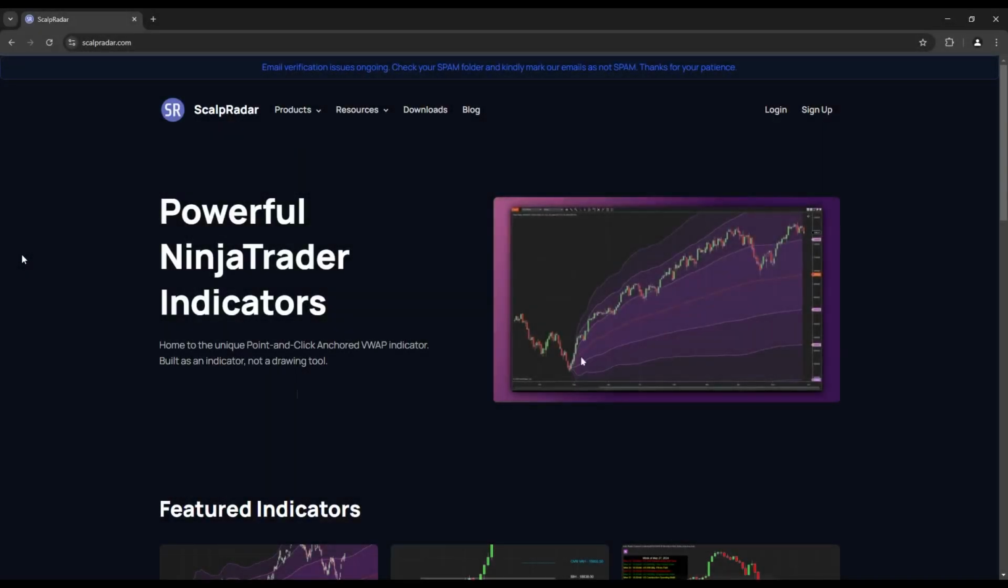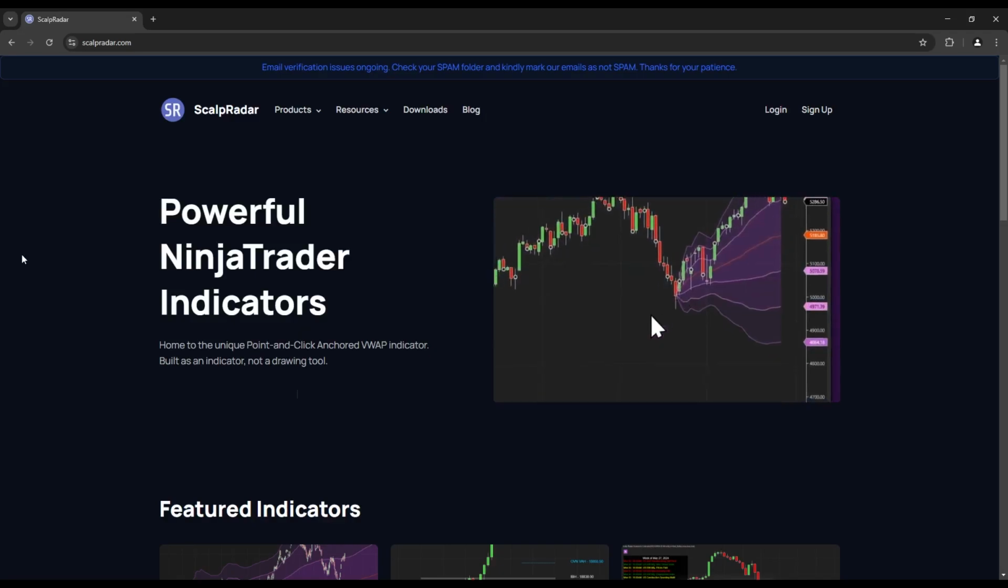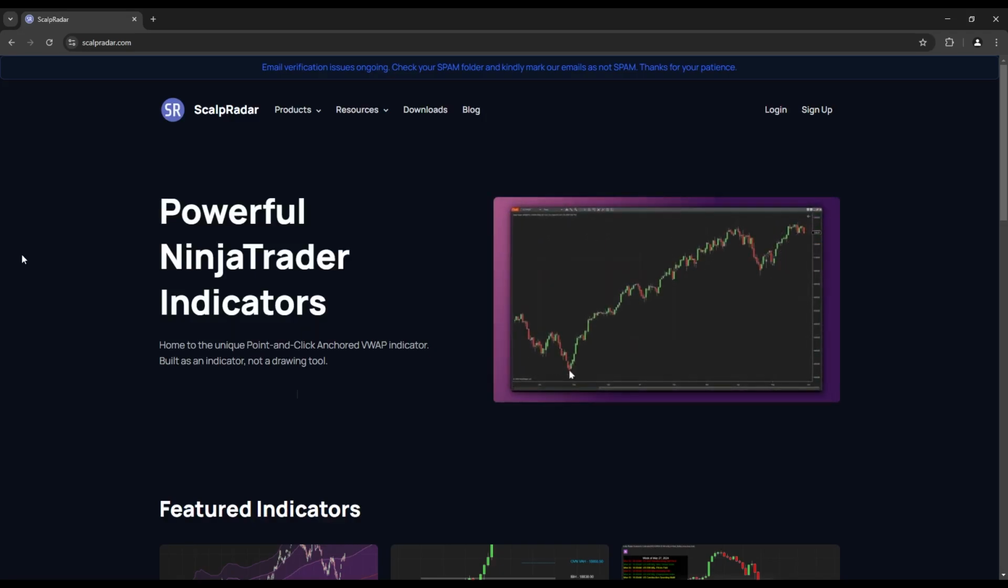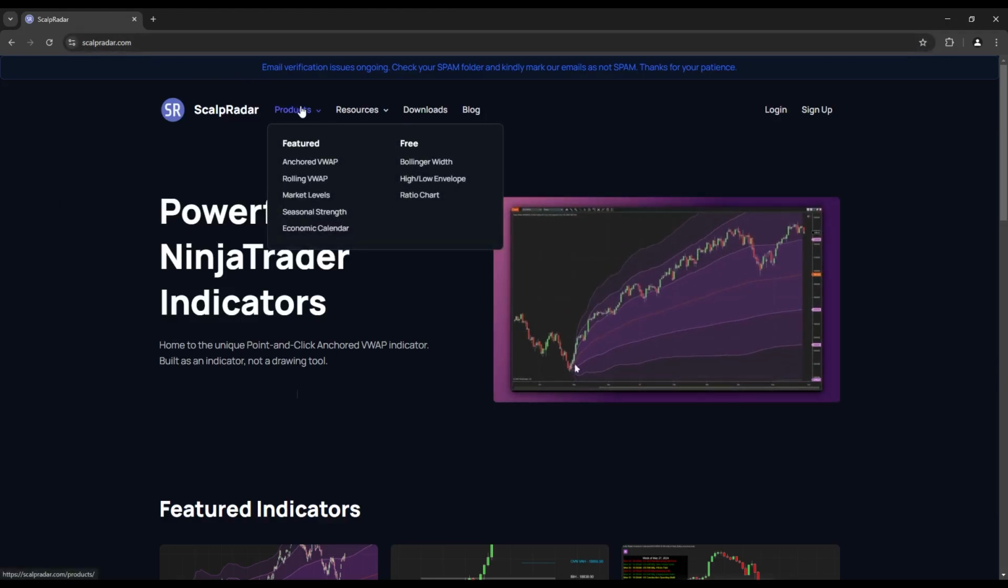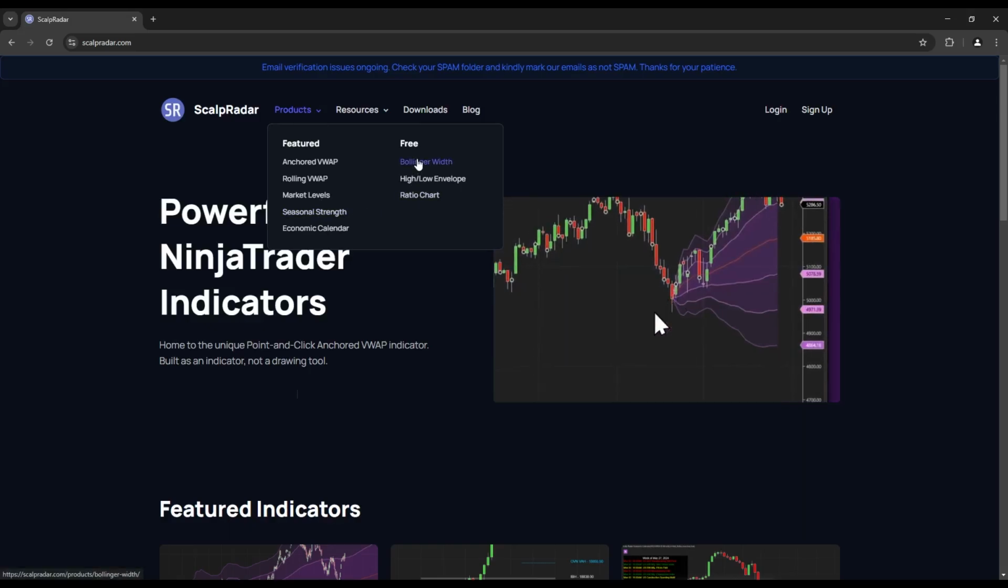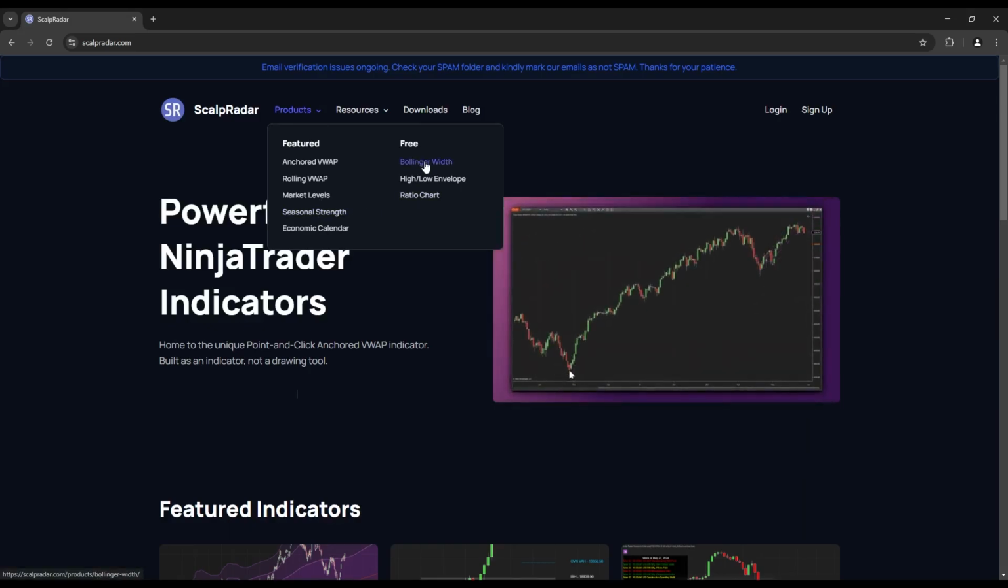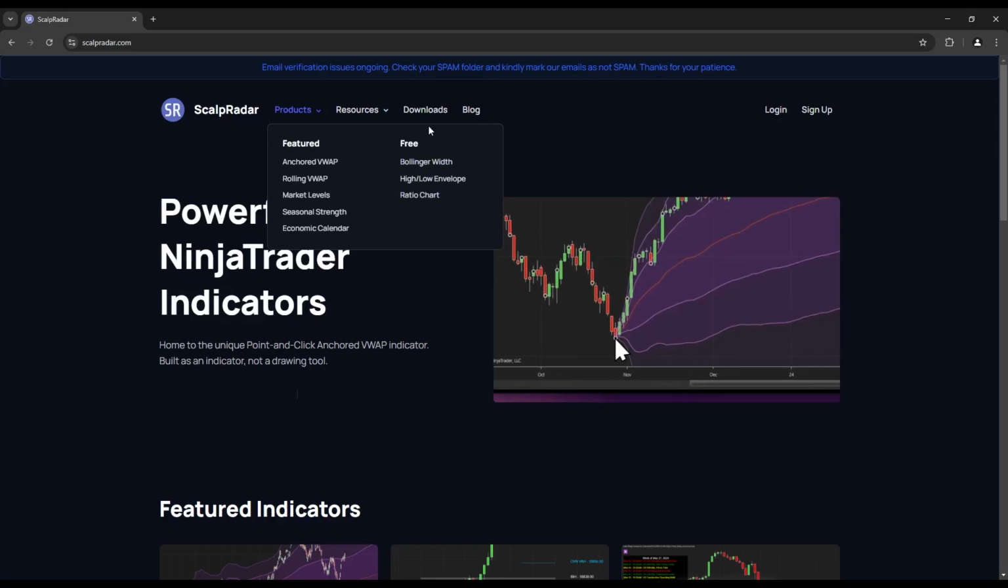Today, I want to go over 3 free indicators that Scalp Radar is providing for NinjaTrader 8 users. So if you head over to scalpradar.com and check out our product section, you'll see we have featured indicators and free indicators. So we currently have 3 free indicators, which I'll be going over today.